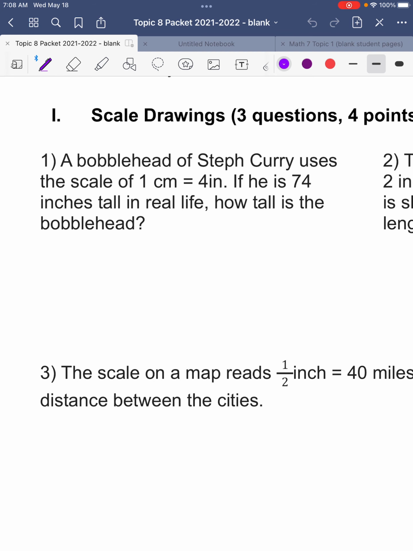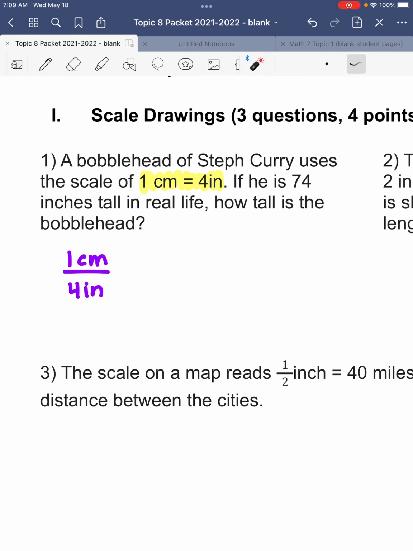So number 1, a bobblehead of Steph Curry uses the scale of 1 centimeter equals 4 inches. If he is 74 inches tall in real life, how tall is the bobblehead? Okay, so important information here. We know that 1 centimeter equals 4 inches. So I'm going to use that for the first fraction of my proportion. So 1 centimeter over 4 inches.